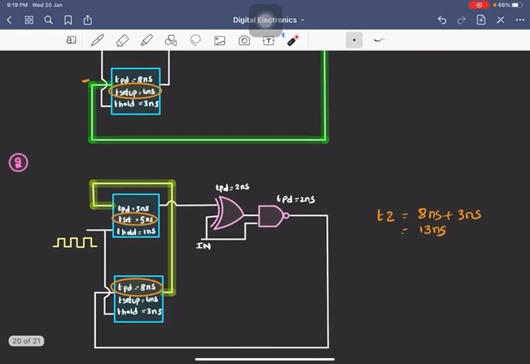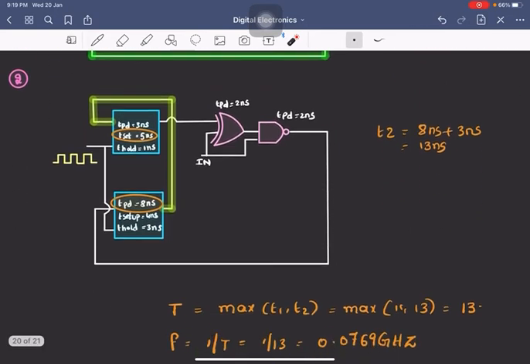In a similar way, you should find the time for the other path present in the circuit. So I am starting at this flip-flop, so I should consider the propagation delay of that flip-flop, and there is no combinational path, and I am ending at a flip-flop, so I should consider the setup time of that flip-flop. So it will be 8 nanoseconds plus 5 nanoseconds. Sorry, this is 5 nanoseconds. So that is equal to 13 nanoseconds. This is 5, remember that.